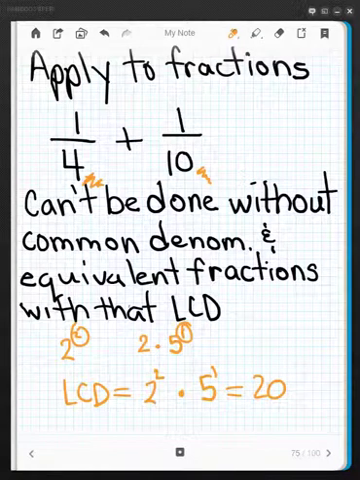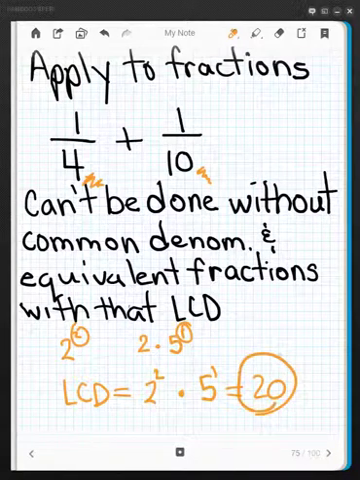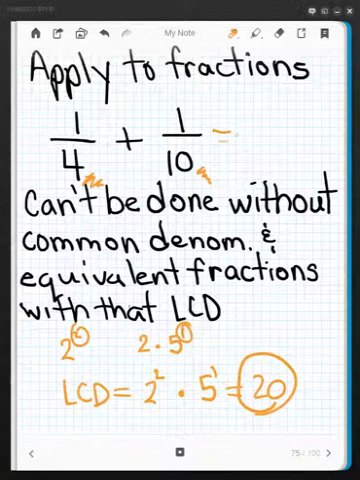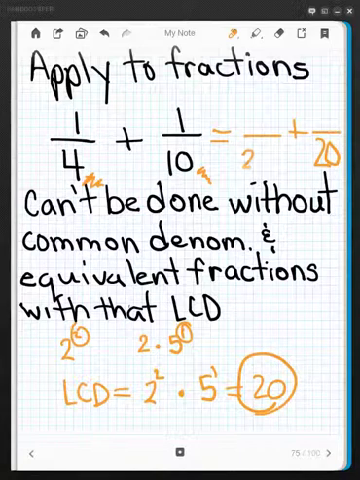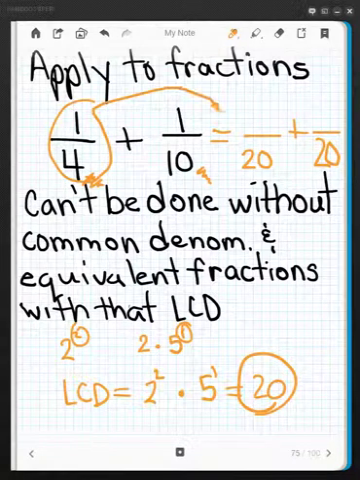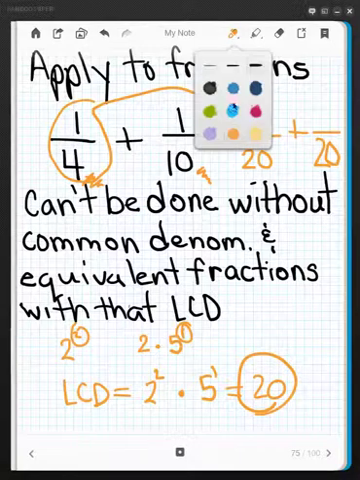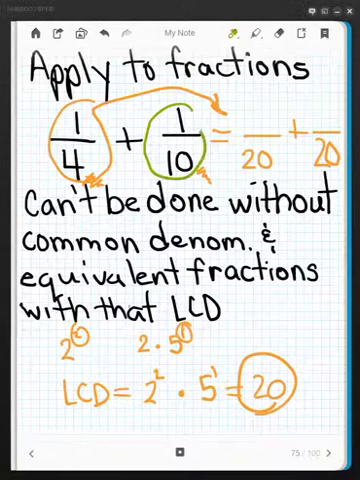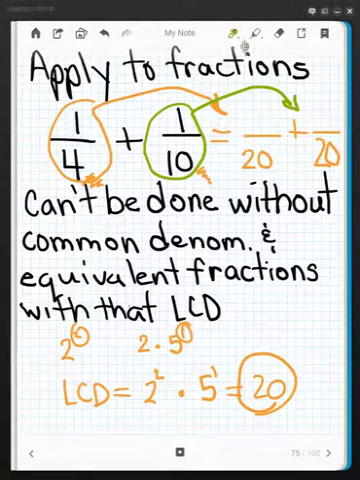So my least common denominator is 20. What I'm saying is that I'm going to build myself some higher terms here, higher terms with 20s. I'm going to make 1/4 into something 20ths, and I'm going to make 1/10 into something 20ths.